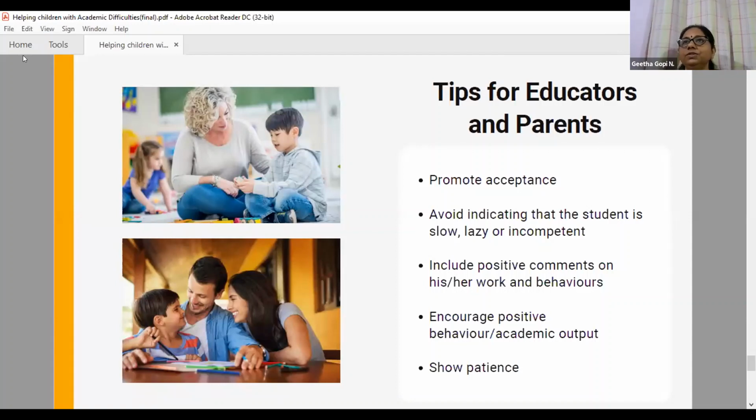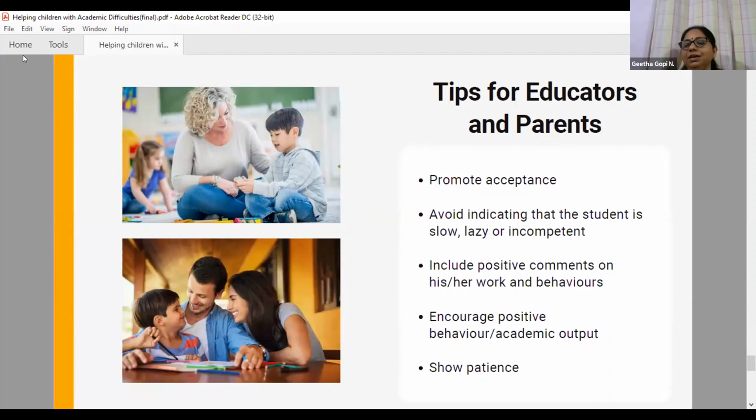If somebody is standing up when they're not supposed to, instead of saying don't stand up, you can say please sit down. So that's again a more positive way of addressing the issue. If you find they're agitated or frustrated and squirming in their seat, you can go up to them and ask, is there something I can do to help you? Even showing that kind of empathy will elicit a much better response from the children. By doing all these, definitely you will be encouraging positive behavior and academic output.